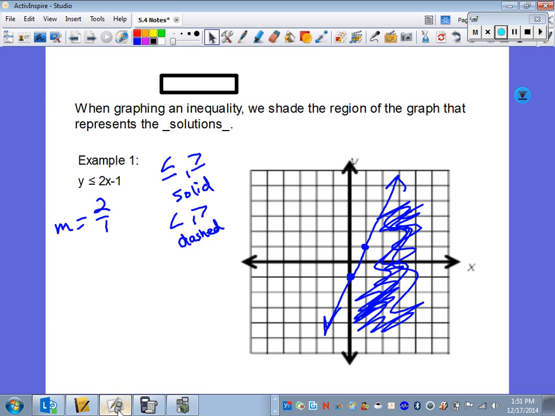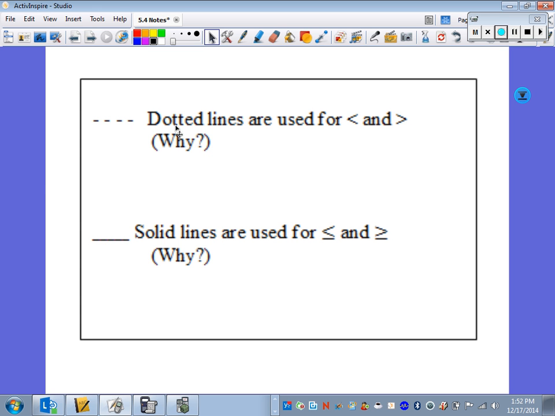Now let's go back to our lessons, and let's go on to the next one. Now here, dotted lines are used for less than or greater than. I already told you this. Why? Because that means that line is not included. Solid lines are used for less than or equal to or greater than or equal to. Why? Because the line is included.